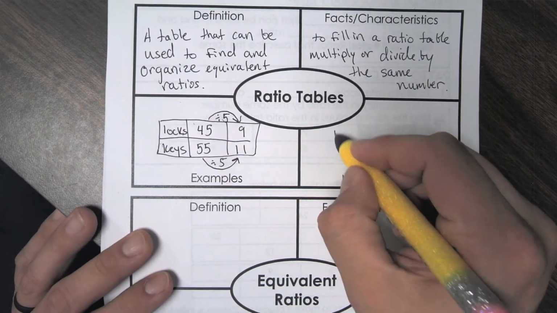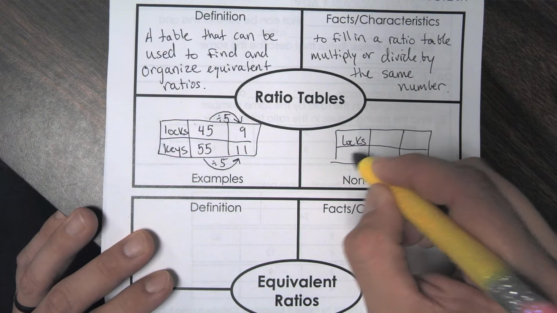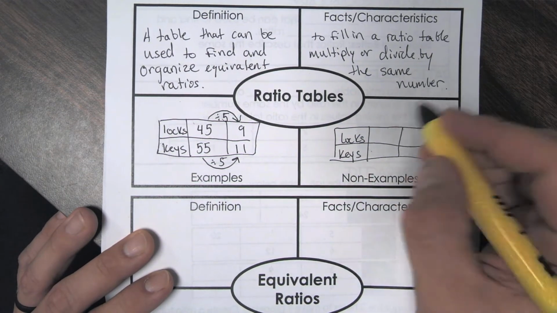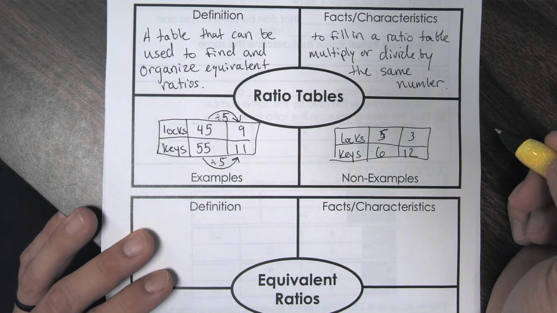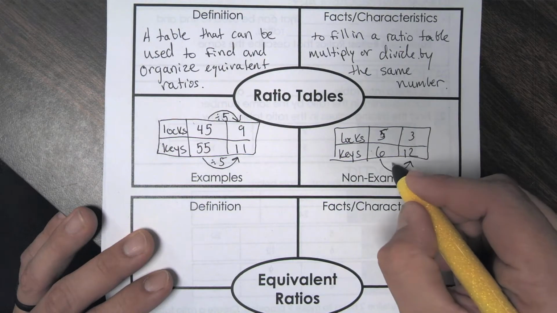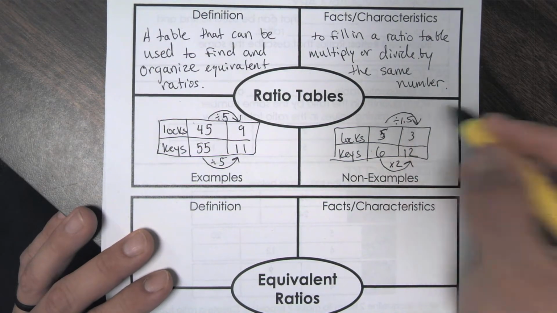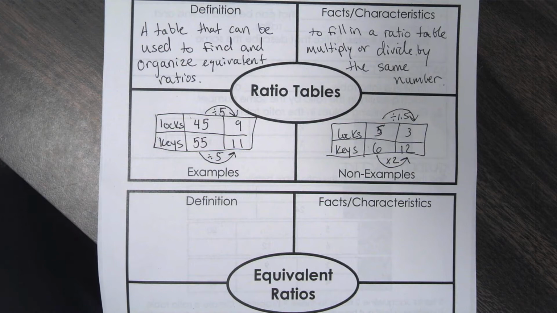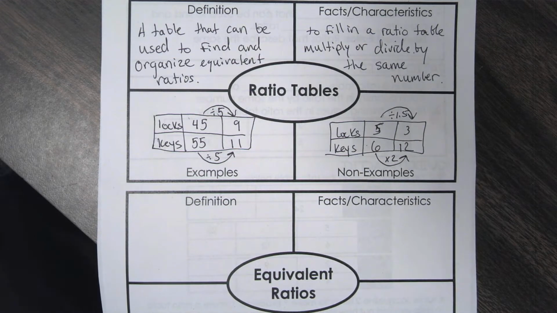Now a non-example of this would look like this. Say we have locks and keys again. So we have 5, we have 6, and then 3, and then 12. So if you look, how do you get from 6 to 12? It would be times 2. Are we doing the same thing up here? No, because you're dividing by like 1.5 almost. So that's why it's a non-example, because that's not the same thing. It has to be the same thing over and over. It's like a pattern. Okay, that's what ratio tables are. Nothing crazy. That's easy.